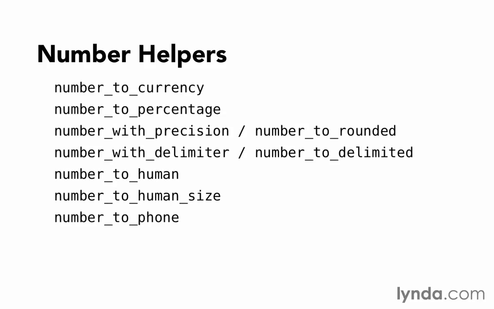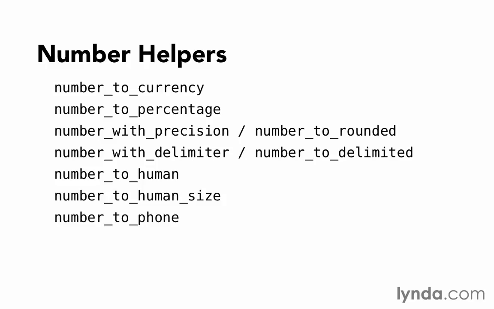We have number_to_currency, number_to_percentage, number_with_precision, number_with_delimiter, number_to_human_size, and number_to_phone. Notice that all of them follow the same naming pattern, number underscore to underscore, followed by whatever they're converting to, with the exception of those two in the middle, number_with_precision and number_with_delimiter, that use the word with instead of to. These have long been an exception to the naming pattern in Rails.